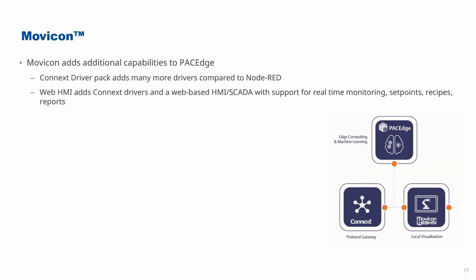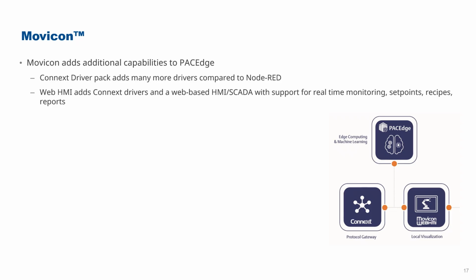Emerson's Movicon software can add additional capabilities to PACEdge. Now, Movicon isn't always included. Depending on the hardware, you either have to buy a different version of the hardware to include Movicon software, or it might be an optional add-on part number to add the Movicon components.